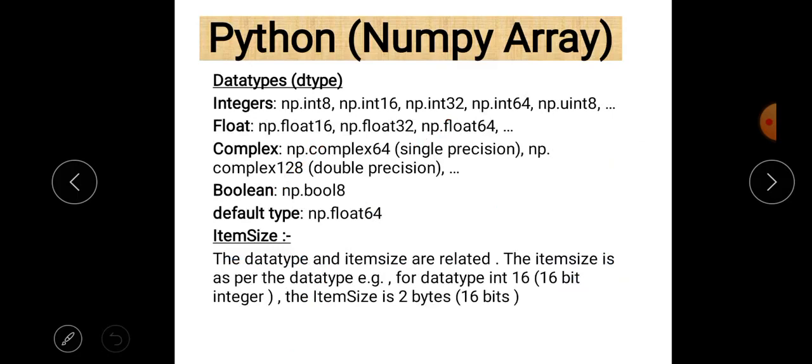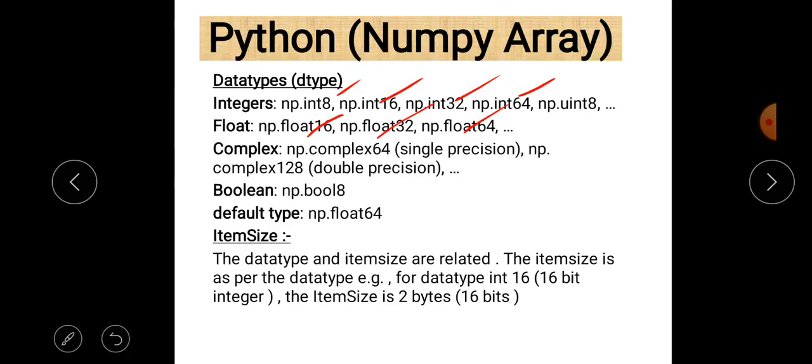Next is data types. As far as the data types of the NumPy array are concerned, the different data types are int8, int16, int32 and int64. Okay, so these are the different integer data types. Next, as far as float is concerned, these are float16, float32, float64, etc.